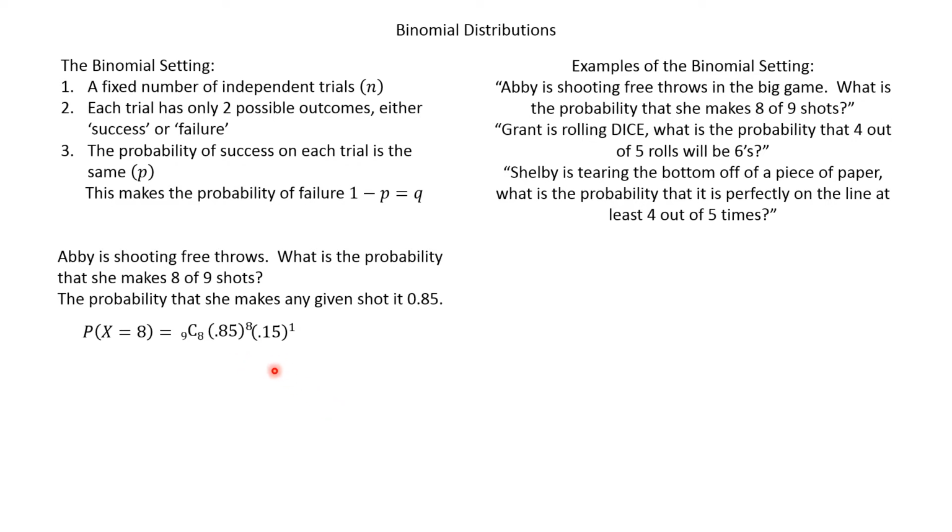And so, at this point, we just need to figure out these numbers, multiply it out. You can plug it into a calculator. 9 choose 8 is going to be 8. 0.85 to the 8th power is going to be something that I'm not going to do in my head. And 0.15 to the first power is just 0.15. You multiply those, and you get the probability is 0.3679 is the probability that she makes 8 shots.